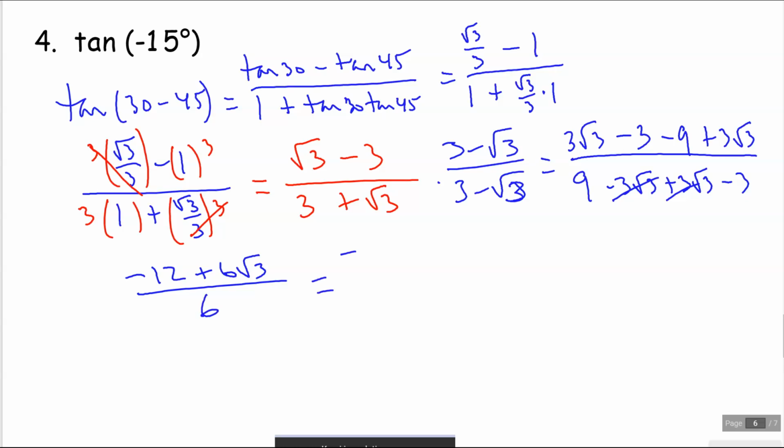So then the last step would be to separate. Negative 12 over 6 plus 6 root 3 all over 6. Negative 2 plus root 3. Okay, notice you get a very similar answer to what you did before.